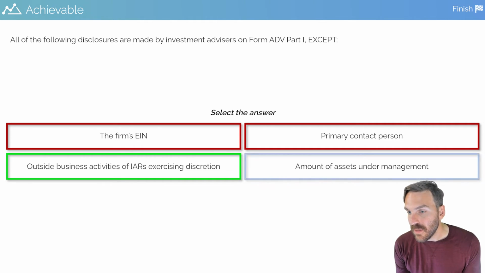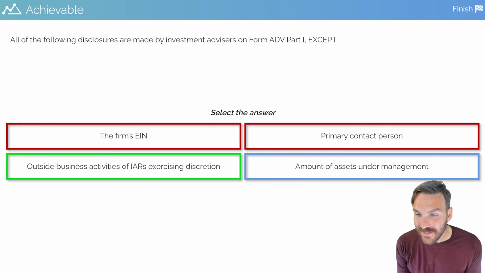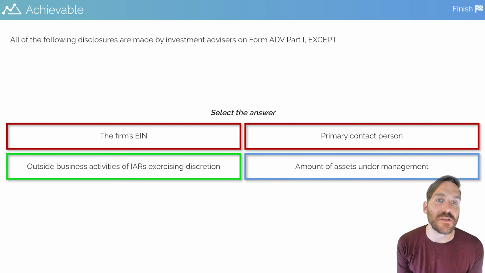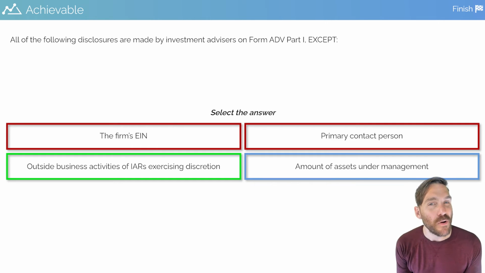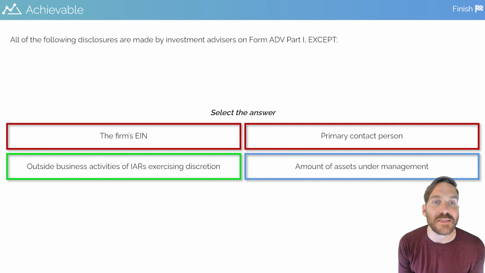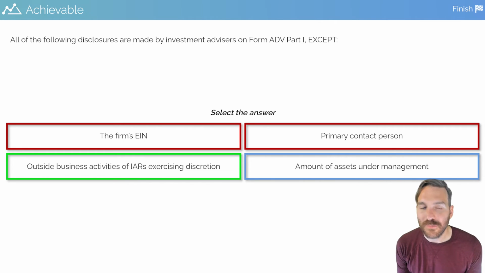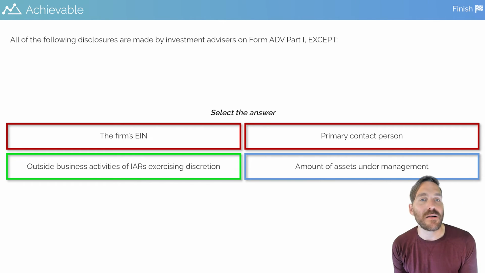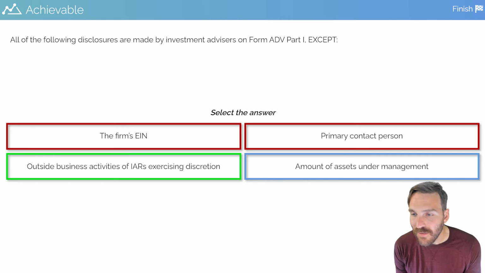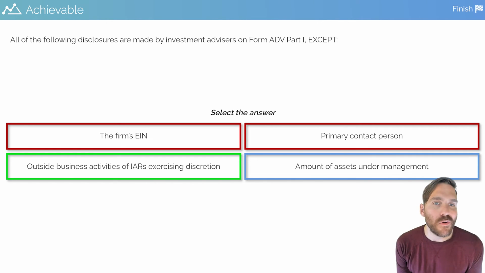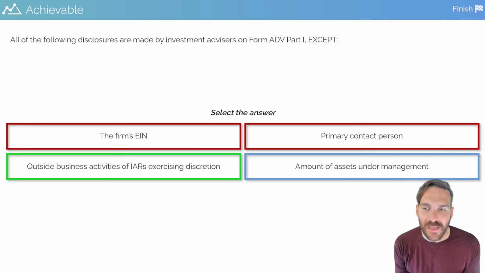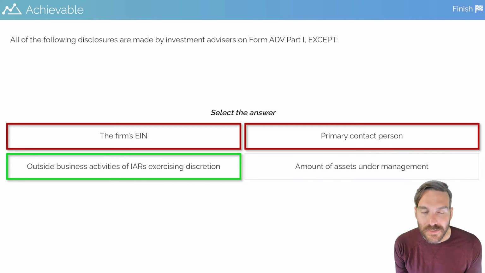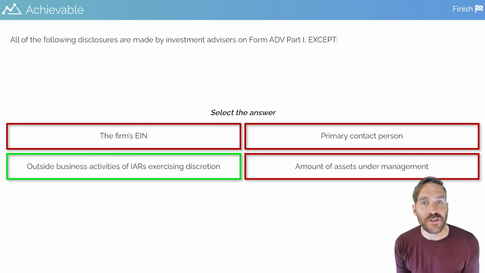The last answer, the amount of assets under management. Yes, this is something that advisors must disclose on Form ADV Part I. The main purpose, again, is to tell the regulator what the scope of their business is. Regulators will approach smaller advisors in a different manner than they would larger advisors that have more resources and funds. It's important they know how big the businesses are that they regulate, and that is another thing that is disclosed on Form ADV Part I. And that should put it all together.